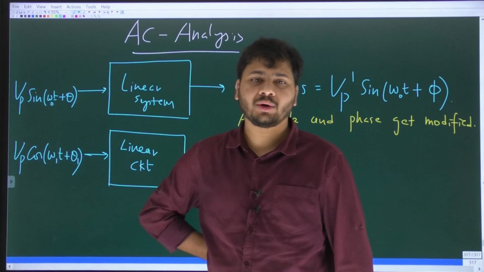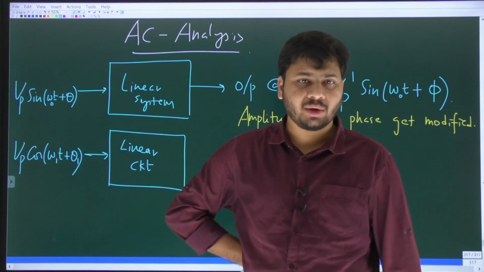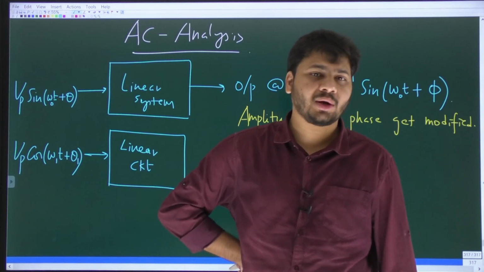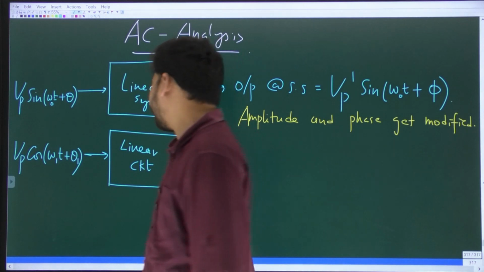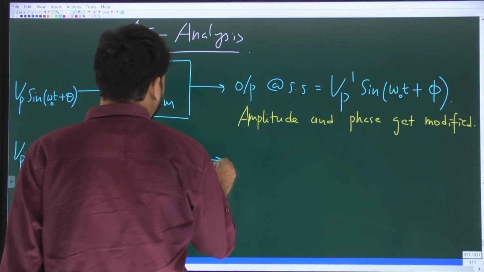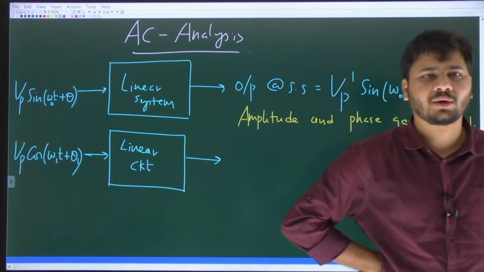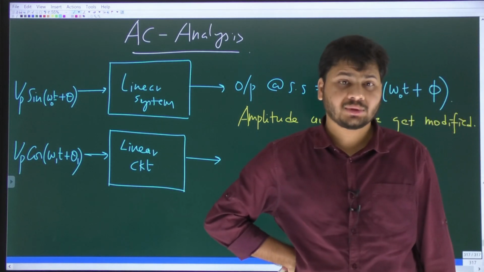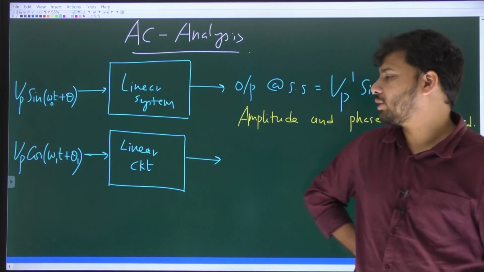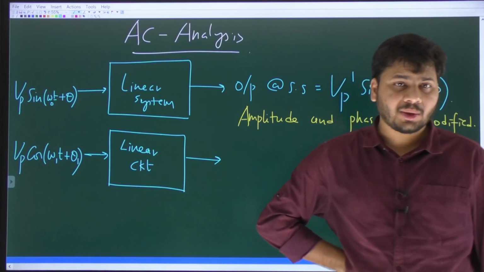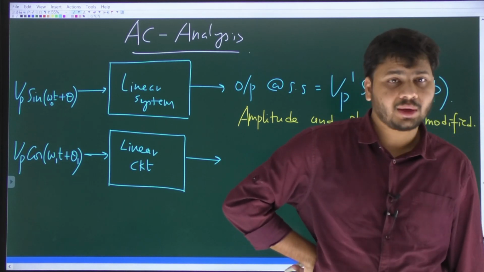So what is the amplitude of the input voltage? It is Vp. Frequency is what? Omega 1. Angle is what? Theta 1. Now this linear circuit, after a long time, will it not reach steady state? Any circuit, if you give it sufficient time, it will reach steady state. And when the linear circuit reaches steady state, every voltage and every current.